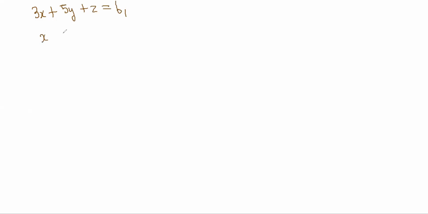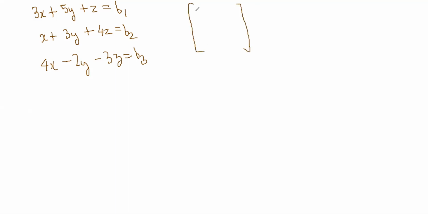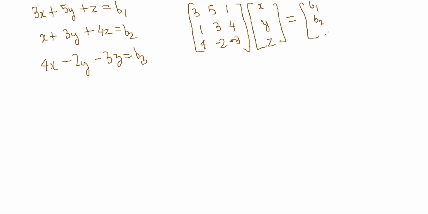x plus 3y plus 4z is equal to b2, and 4x minus 2y minus 3z is equal to b3, right? We wrote something like this. Now this we wrote with coefficients like this. We can also write it like this: 3 5 1, 1 3 4, 4 minus 2 minus 3, times XYZ, with the product with xyz equal to b1 b2 b3.